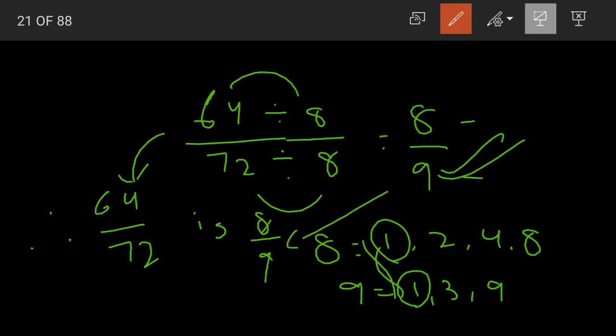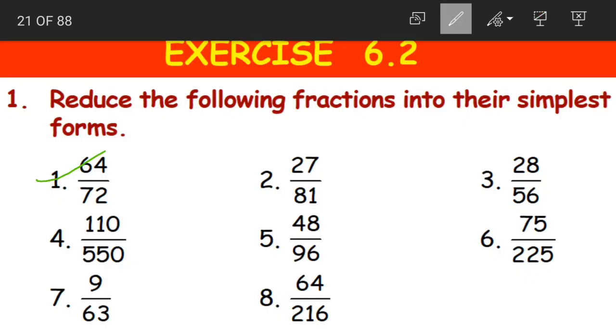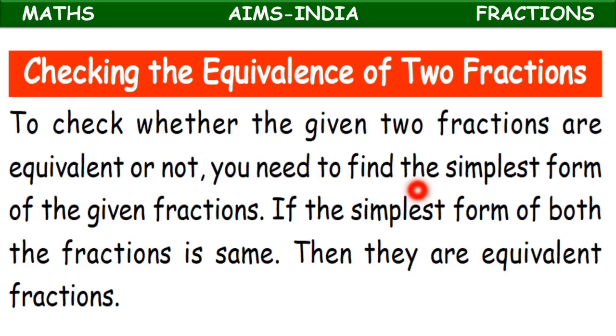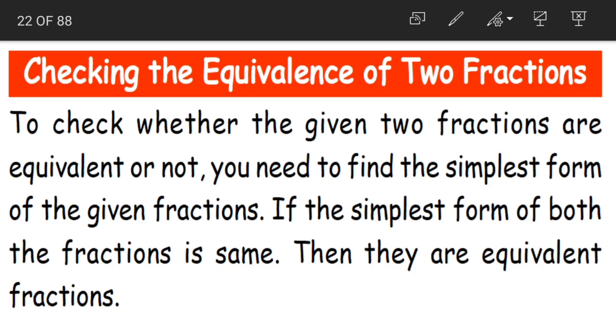Understood children how to find out the simplest form of a given fraction. Next, checking the equivalence of two fractions. To check whether the given two fractions are equivalent or not, you need to find the simplest form of the given fractions. If the simplest form of the given fractions is the same, then they are equivalent fractions. Now do you remember what are equivalent fractions? Equivalent fractions are those which are equal in value. And how did we find out the equivalent fractions, children?